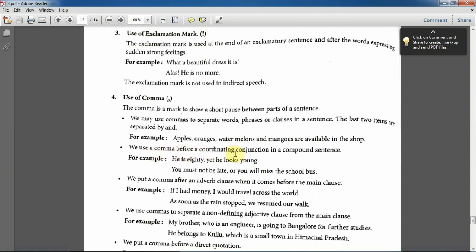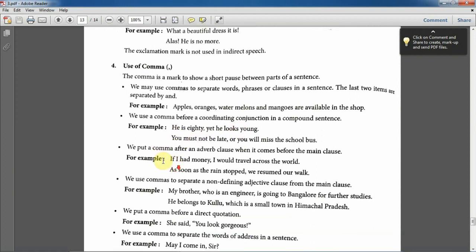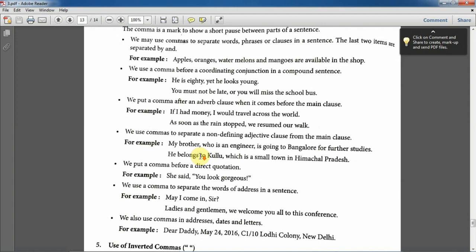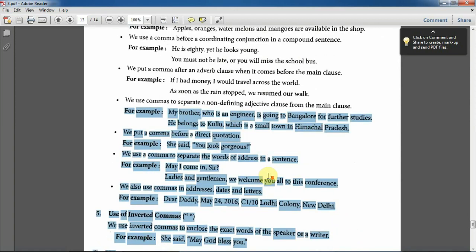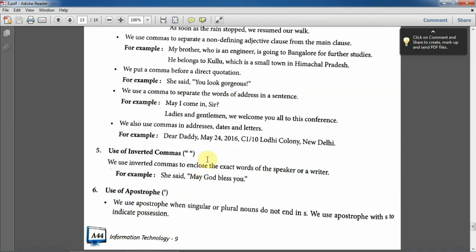Then the comma is used before a coordinating conjunction in a compound sentence, like: he is 80, yet he looks young. Then we put a comma after an adverb clause when it comes before the main clause: if I had money, I would travel across the world. So these are some examples. You go through these examples, okay, where we can use a comma. Then inverted commas: we use inverted commas to enclose the exact words of a speaker or a writer. If somebody says something, to write the exact words, then we have to use these inverted commas. She said, "May God bless you."